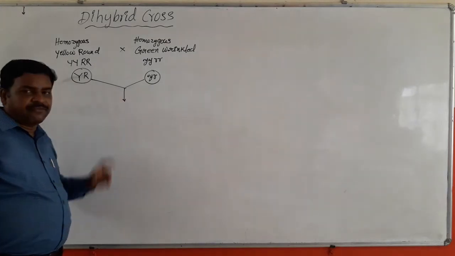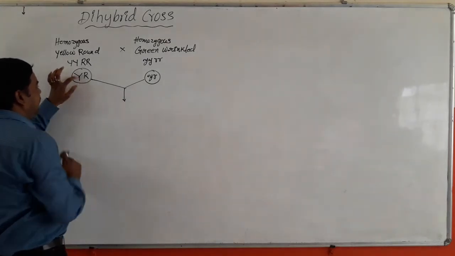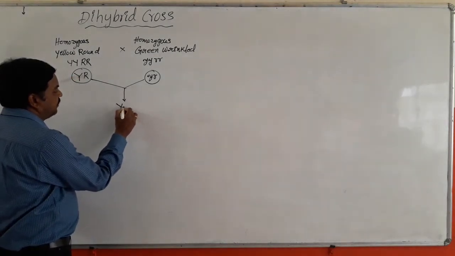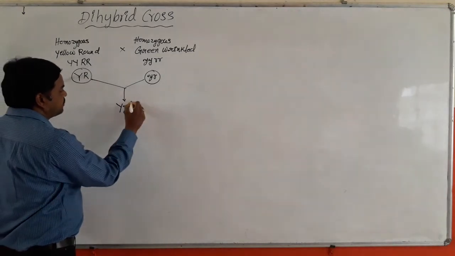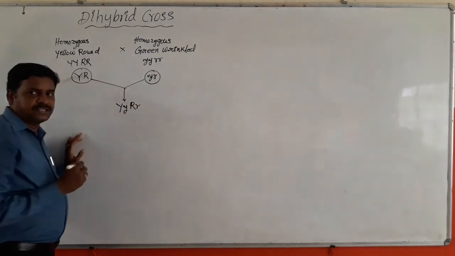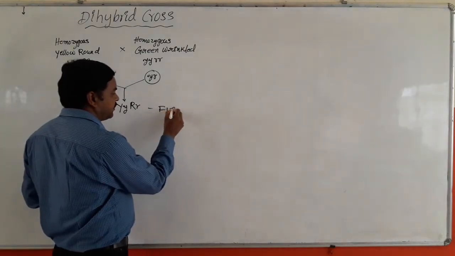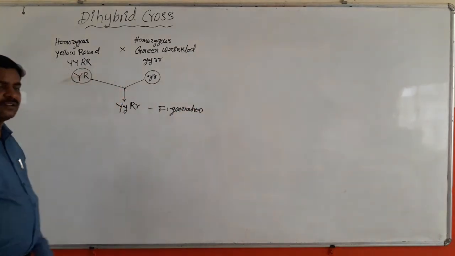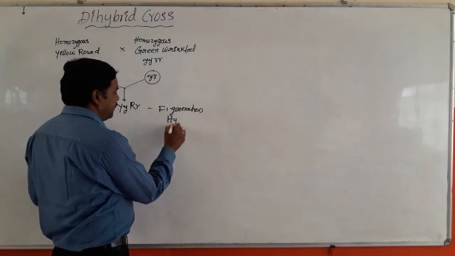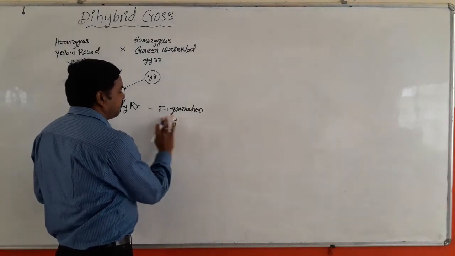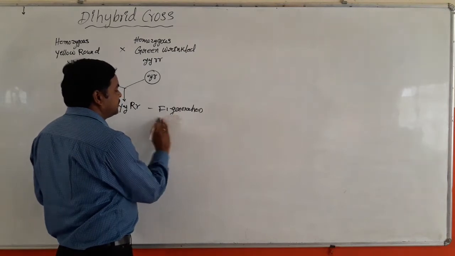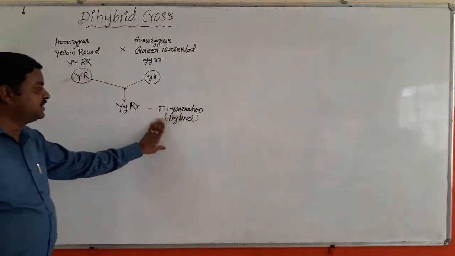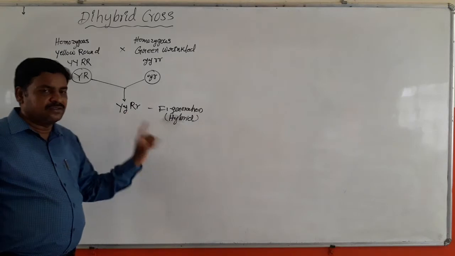What are the alleles present in the F1 hybrid? Here, capital Y is combined with small y, and capital R with small r. These are the alleles present in the F1 generation. So the genotype of the F1 hybrid is capital Y small y, capital R small r. This is the hybrid.